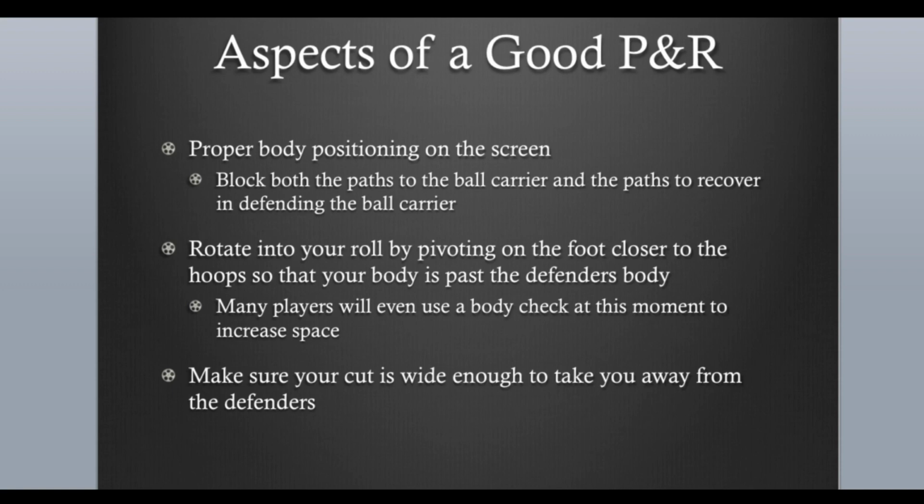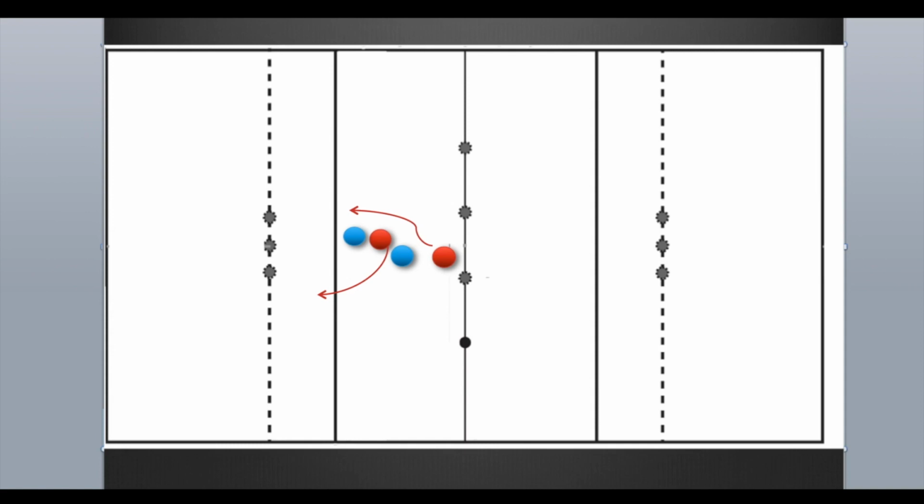And finally, when you make that cut, make sure you and the ball carrier aren't running down the same path towards the hoops. The two of you need to be wide enough that the defender's confusion leaves somebody open, so that either the driver who originally had the ball can score or they can pass to you. So let's draw out what the play should look like.